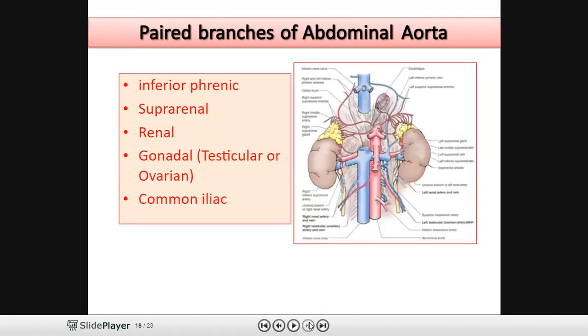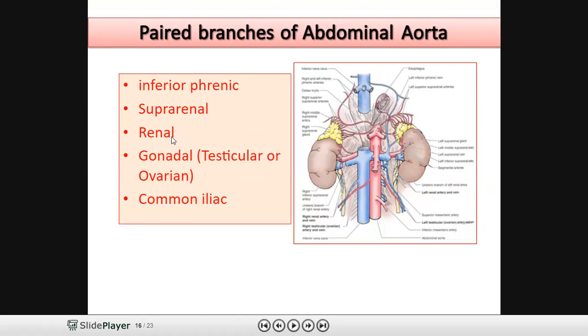Okay, so what are the paired branches? The paired branches of the abdominal aorta are the inferior phrenic artery, which is going to supply the diaphragm, the suprarenal artery, which is going to supply the adrenal gland or the suprarenal gland on top of the kidney.